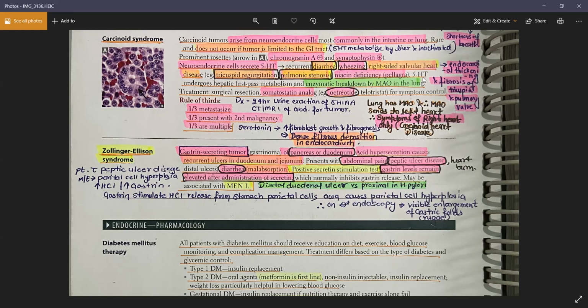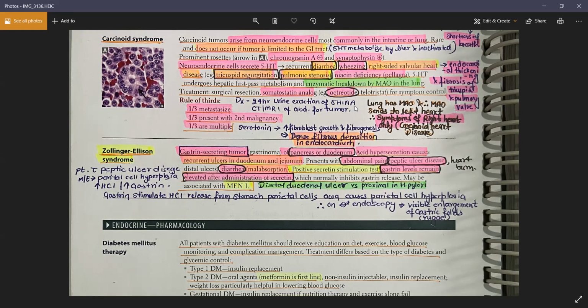So, as you know, your liver also has the enzyme which can metabolize the serotonin. So it will release the metabolite which is 5-HIAA. Remember this metabolite, very important. You will always measure the levels of this 5-HIAA to diagnose the patient for the carcinoid syndrome, because this metabolite is made by the liver.